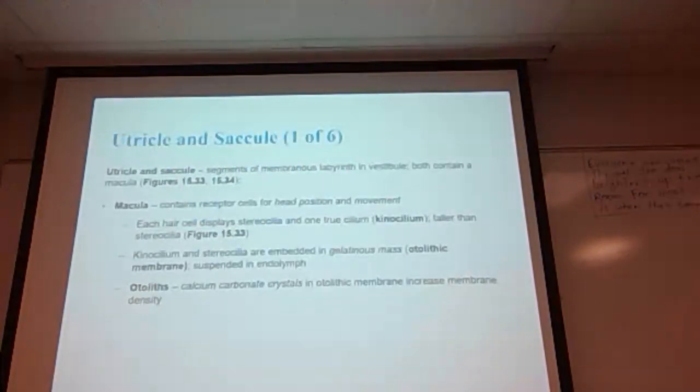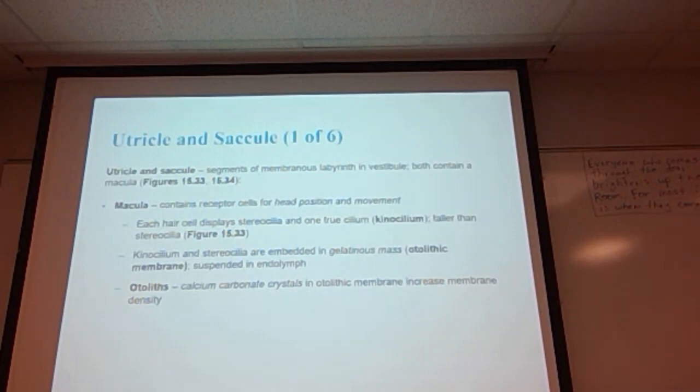The utricle and the saccule are segments of the membranous labyrinth found in the vestibule. They both contain a structure called a macula. That macula is the area that has the receptor cells for head position and movement. These cells tell us, is our head upright? Is it tilted to the left, to the right, to the front, to the back? And also, is our body moving one way or another?